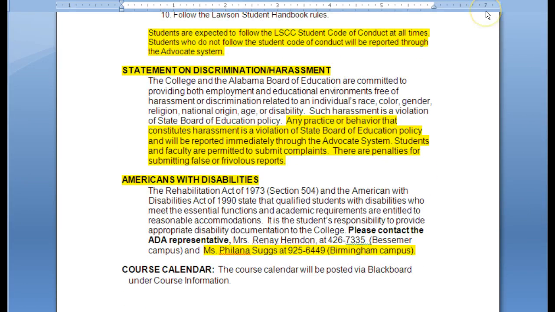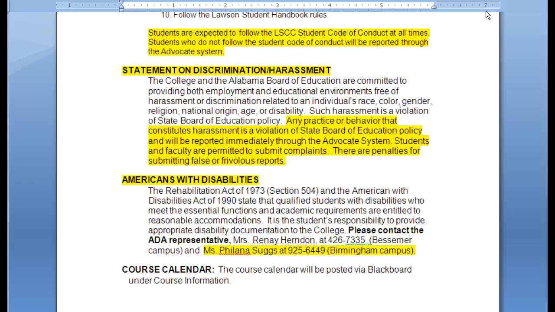The next thing we need to discuss is a statement of discrimination or harassment. Absolutely no kind of discrimination or harassment will be permitted in this class by anyone. We cannot discriminate based on an individual's race, color, gender, religion, national origin, age, or disability, or veteran status, or for that matter, economic status. Everyone needs to be treated equally and will be treated equally in this class. Harassment or discrimination is an immediate dismissal from this class and a report to the advocate system.